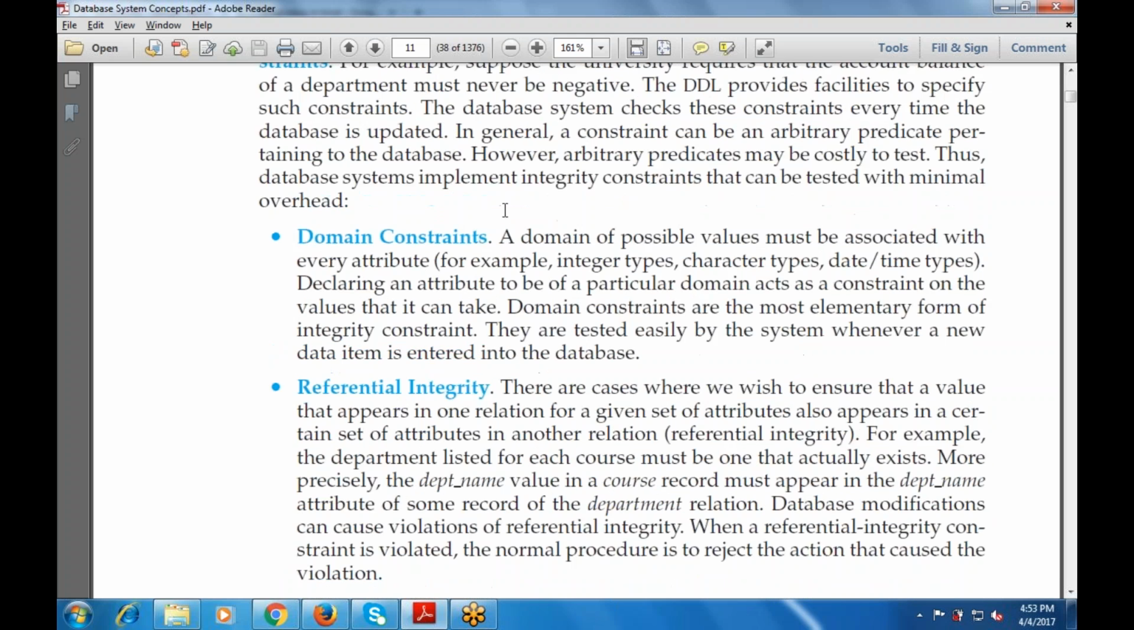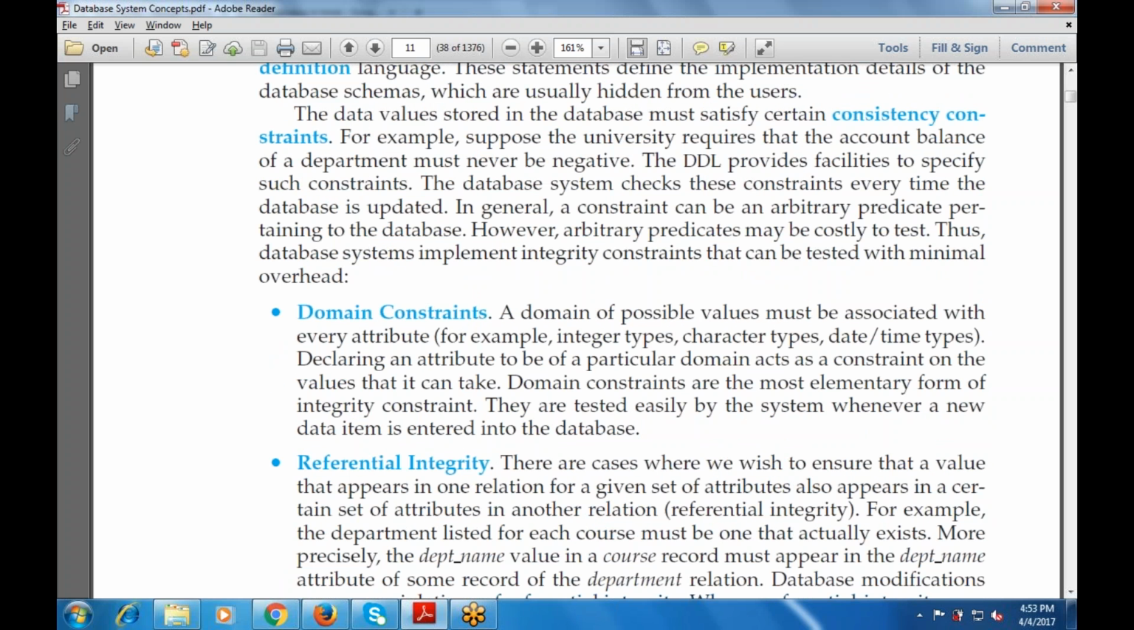So when we talk about the domain constraint, that means we are working within the domains, that is the possible values associated with every attribute, with various defined types, for example integer type, char type, date time type. Declaring an attribute to be of one of these kinds also acts as a constraint on the values it can take, and the domain constraints are the most elementary form of integrity constraint. That means we are taking the group of values and making a constraint, that is known as a domain constraint. And they are tested easily by the system whenever a new data item is entered into the database.